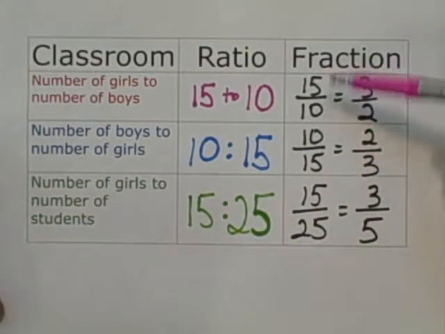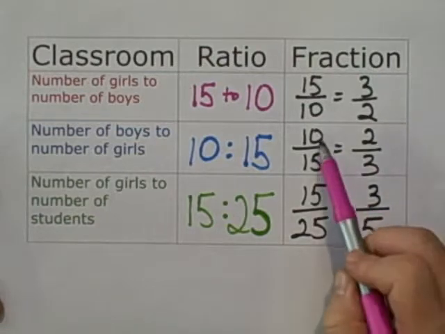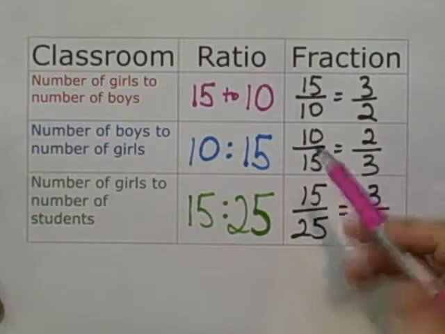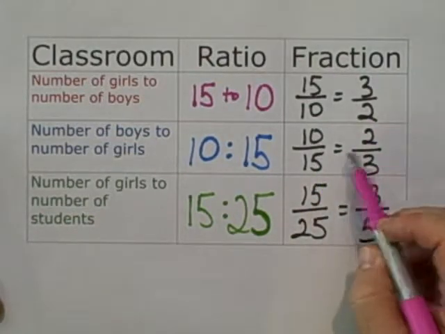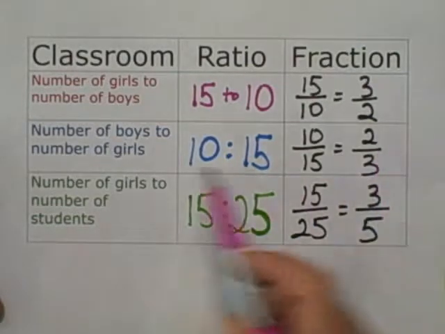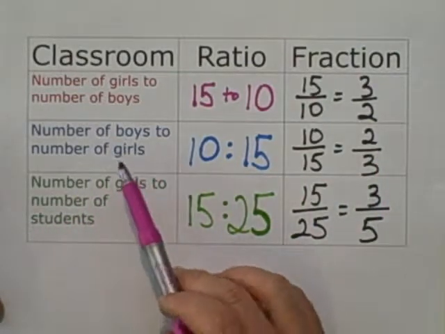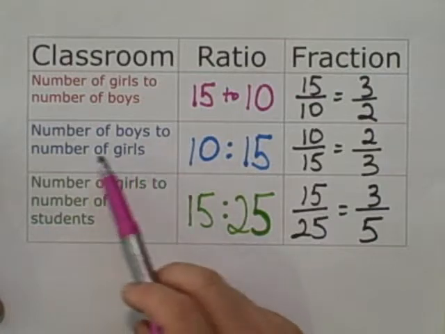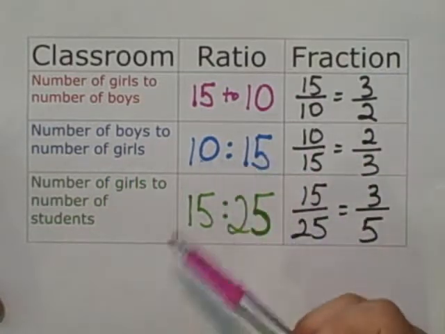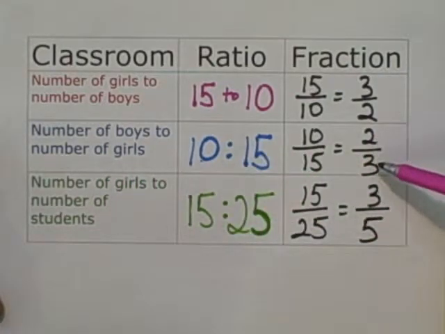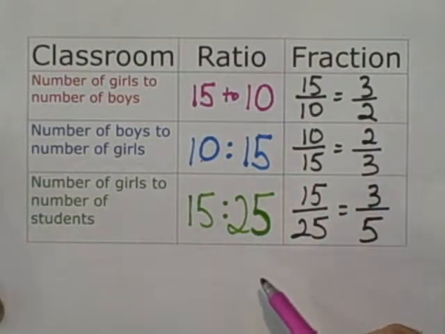It can also be written as a fraction. You can see here we've written 10 over 15. And of course, that is a fraction that reduces to 2/3. So specifically in this classroom, if we were to be asked about the ratio of boys to girls, instead of saying 10 to 15, we would say 2 to 3. It's basically just a fraction reduced.